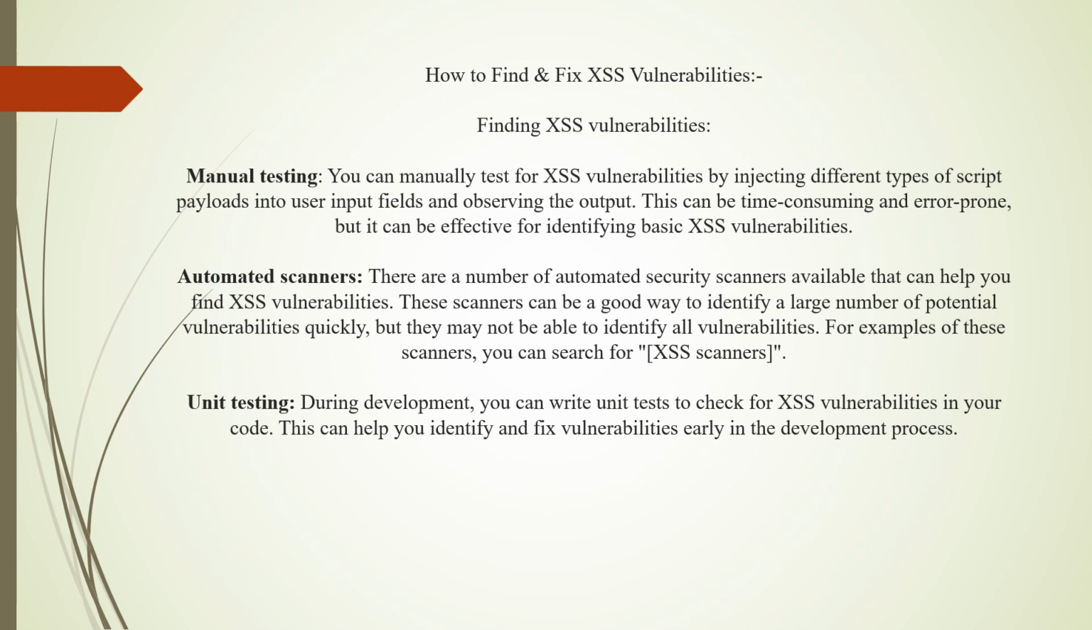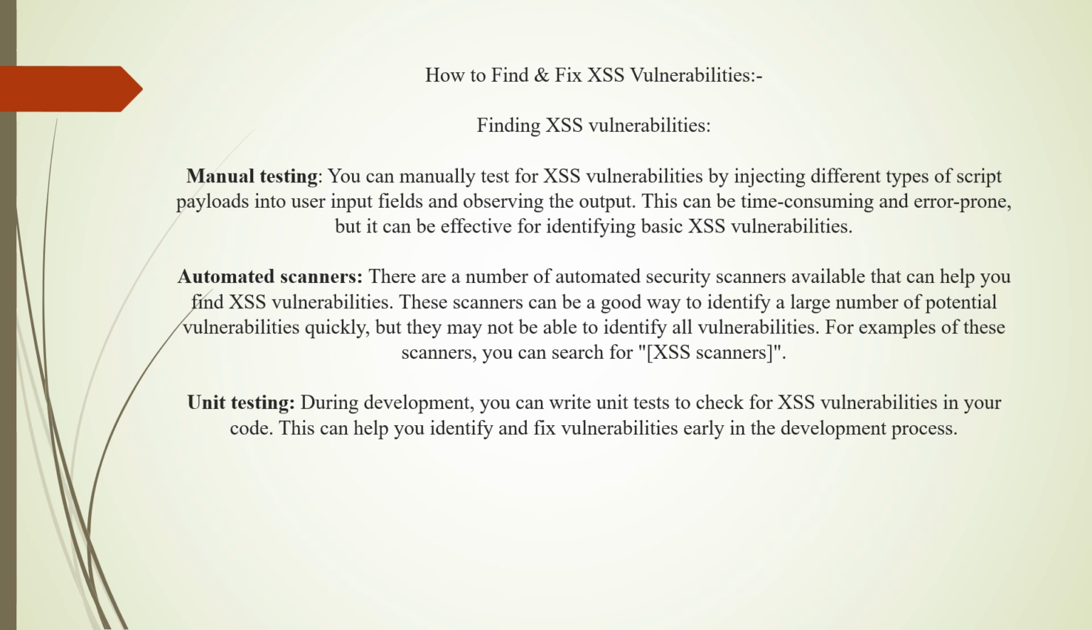How can we find XSS vulnerabilities? By using manual testing, automated testing, and unit testing, we can find XSS vulnerabilities. You can manually test for XSS by injecting different types of scripts and payloads into user inputs and observing the output. This can be time consuming and error prone, but it can be effective for identifying basic XSS vulnerabilities.